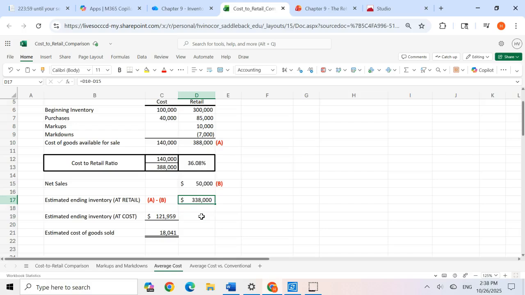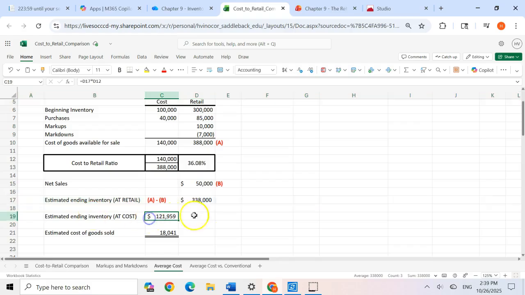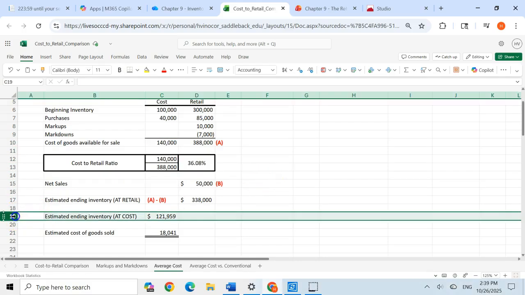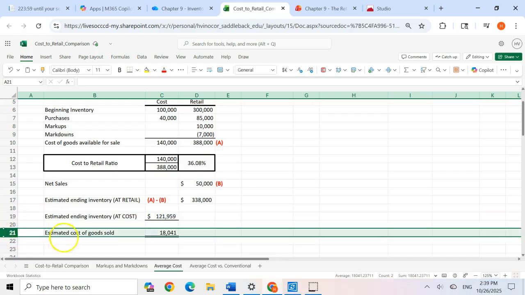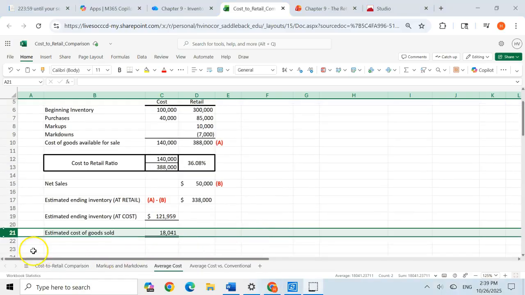Now we look at our cost to retail ratio of 36%, and we apply it to this estimated ending inventory at retail. The 36% times the 338,000 gives us our estimated ending inventory at cost of approximately 121,000. Now going back to our formula of how we calculate cost of goods sold, we have our beginning inventory plus purchases equals our cost of goods available for sale, minus right here our ending inventory at cost, equals our estimated cost of goods sold. That is the average cost retail method in a nutshell.